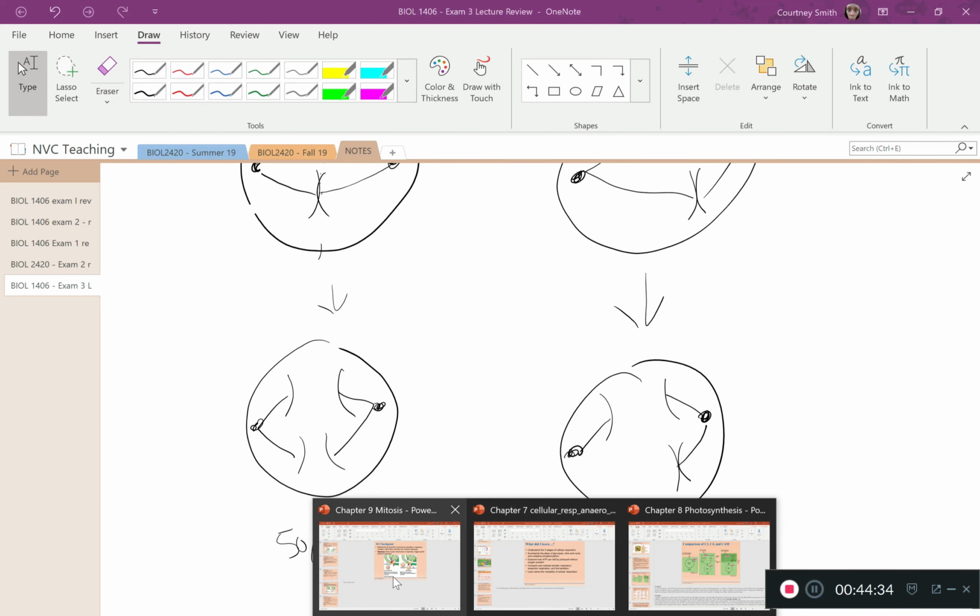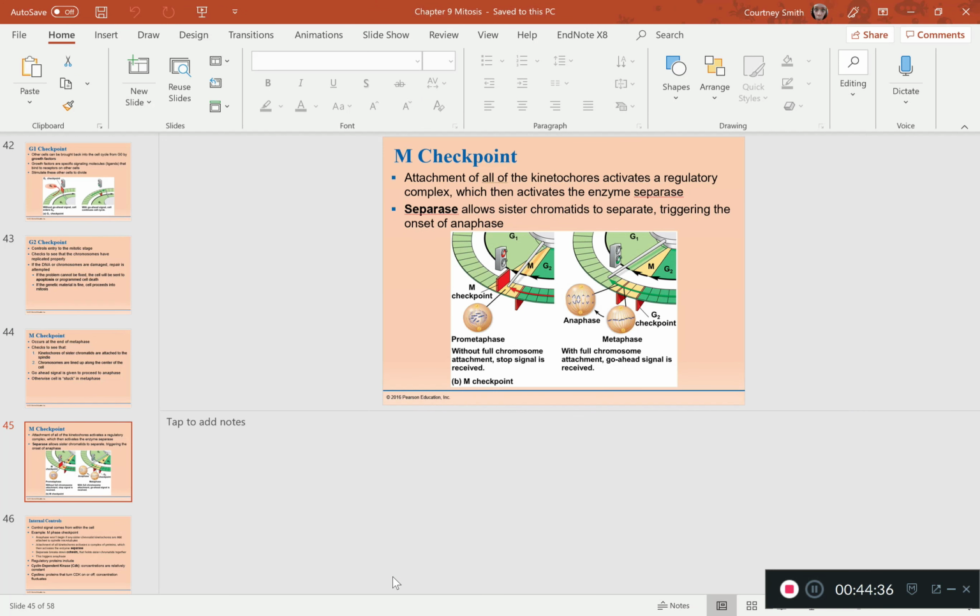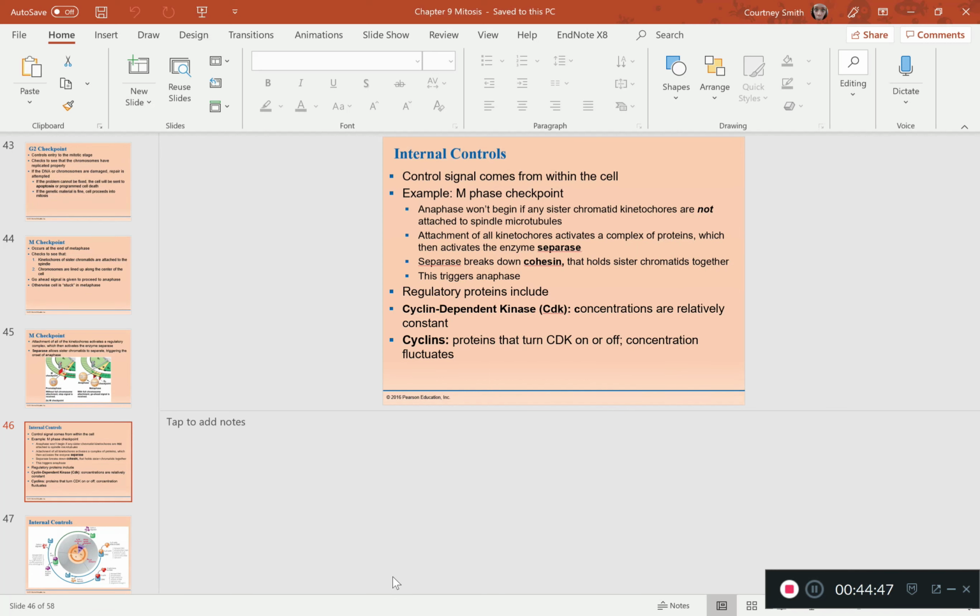So with that, let's go ahead and talk about, I believe, almost the last question. It says, give an example of the internal and external controls of the cell cycle. Internal controls are something that come from within the cell. An example of that would be the M checkpoint. Specifically with that one, anaphase won't begin if anything is wrong. If there's anything wrong, it won't enter anaphase.